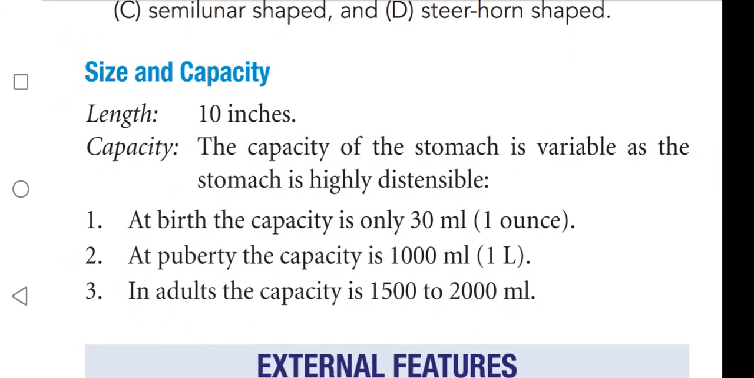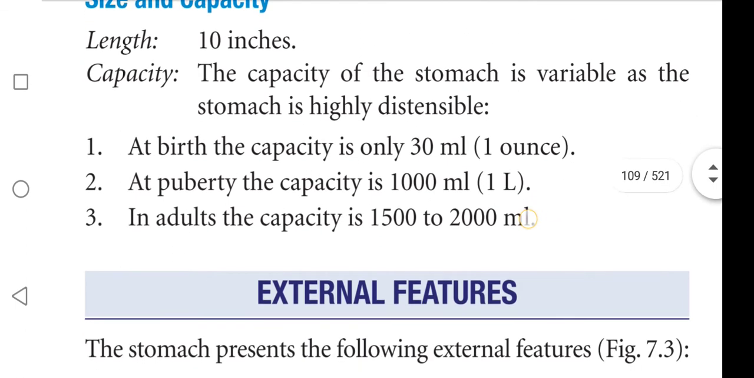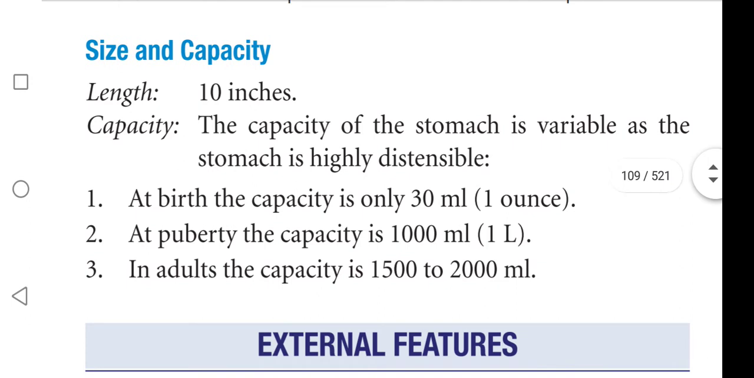Next, size and capacity. Length 10 inches. Capacity: the capacity of the stomach is variable as the stomach is highly distensible. At birth, the capacity is only 30 ml. At puberty, the capacity is 1000 ml. In adults, the capacity is 1500 to 2000 ml. With increase in age, the capacity and distensibility of the stomach also increase.